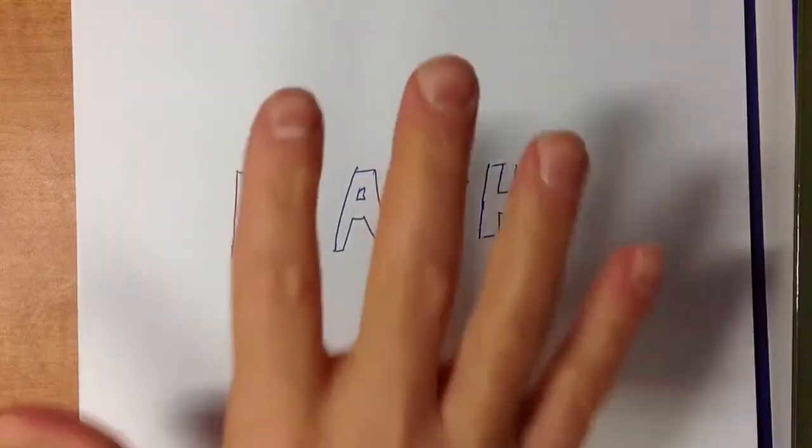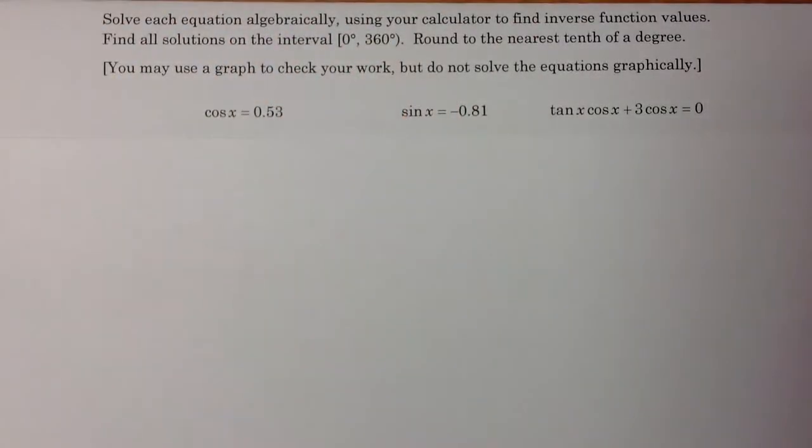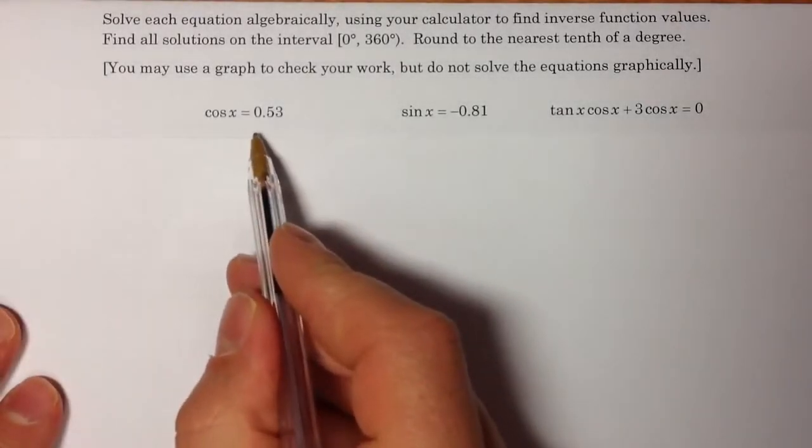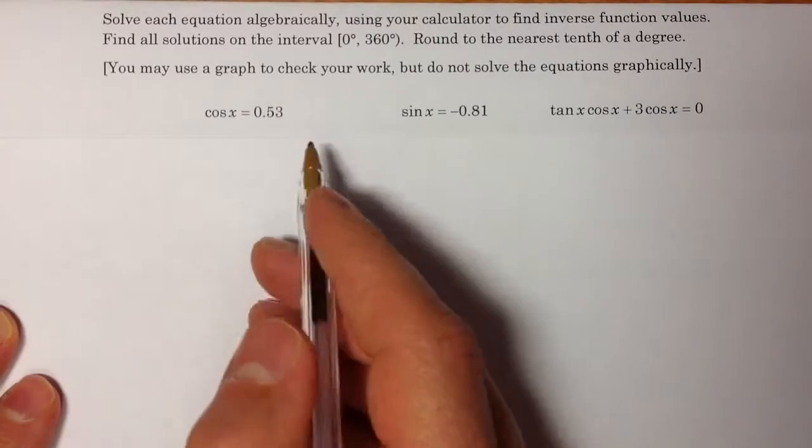Hands-on math. This video demonstrates how to solve some basic trigonometric equations and find all the solutions on the unit circle. So we're going to solve the equations algebraically and use the calculator only to find inverse function values and look for all the solutions on the unit circle from 0 to 360 degrees. So to get started, the first equation, cosine x equals 0.53.